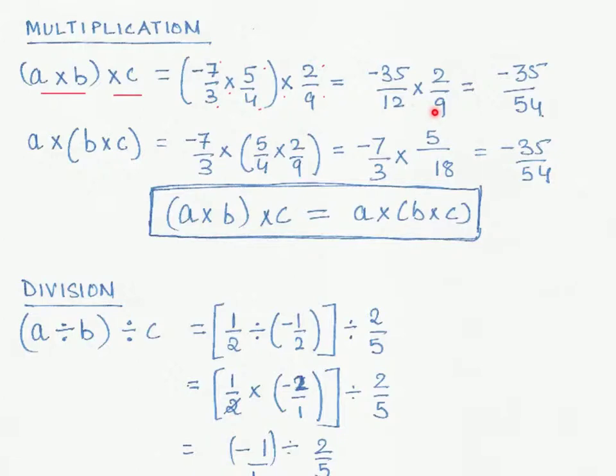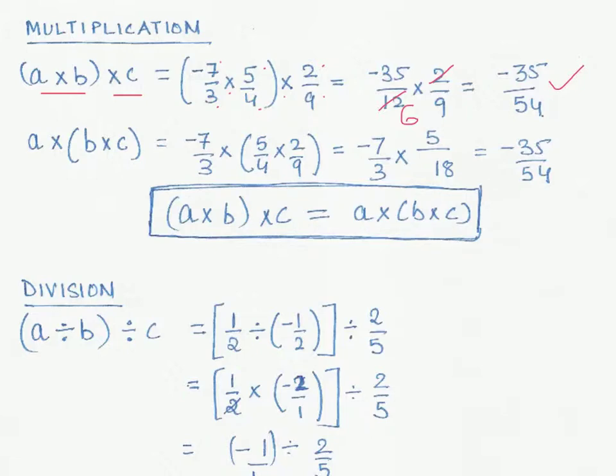Then we proceed in a similar way. We can simplify this further because you have 2 over here and this is 12, so the 2 can cancel. So 2 times 1 is 2 and 2 times 6 is 12. When you simplify this, we get minus 35 by 54. So this is the result of multiplying a by b first and then multiplying the product by c.